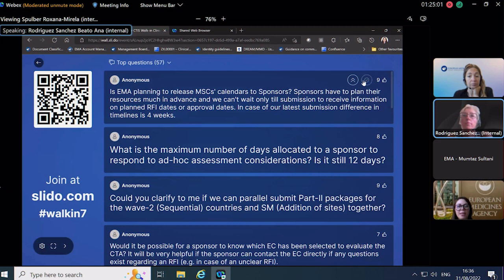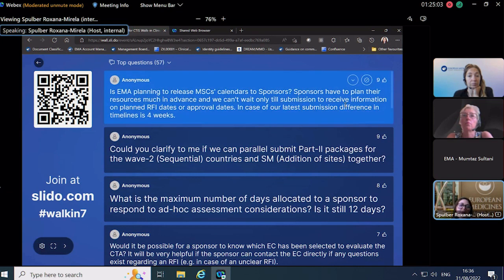Great. Thank you, Anam. Is EMA planning to release the member states concerned calendars to the sponsors? Sponsors have to plan their resources much in advance, and we can't wait only till submission to receive information on planned RFI dates or approval dates. In case of our latest submission, the difference in timeline is 4 weeks.